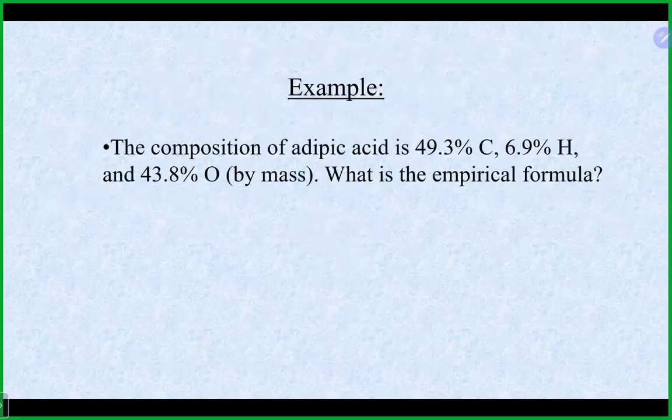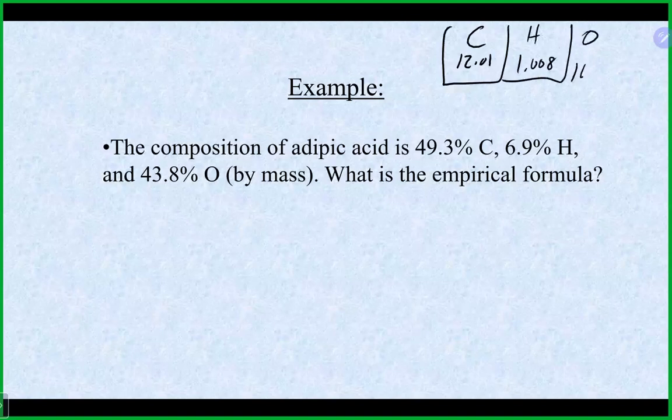All right, so let's try another one. The composition of this acid is 49.3% carbon, 6.9% hydrogen, and 43.8% oxygen. What is the empirical formula? Again, carbon is 12.01 on the periodic table, hydrogen 1.008, and oxygen 16.